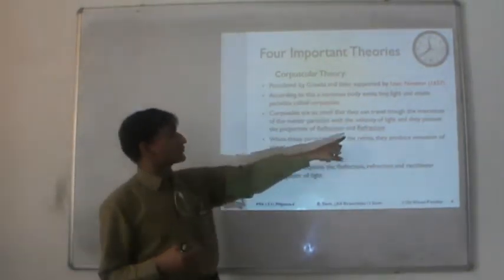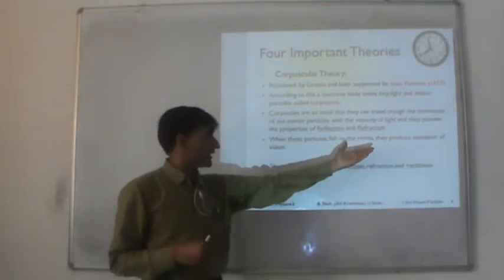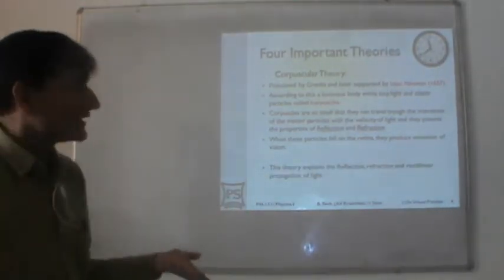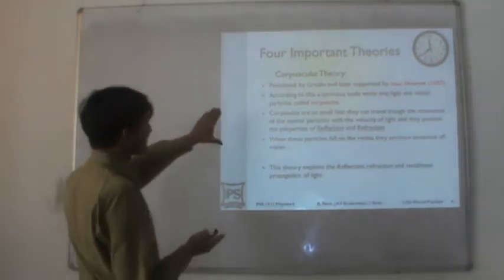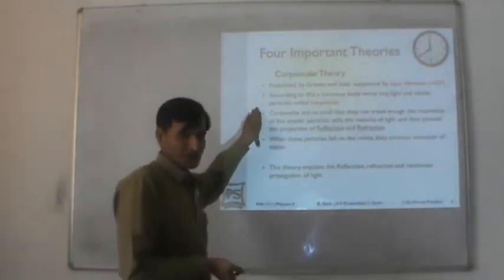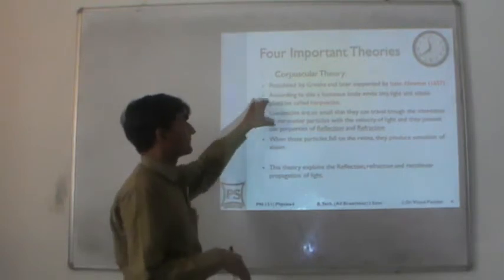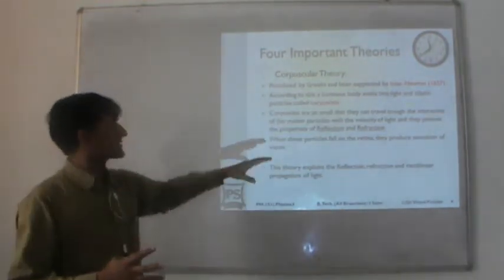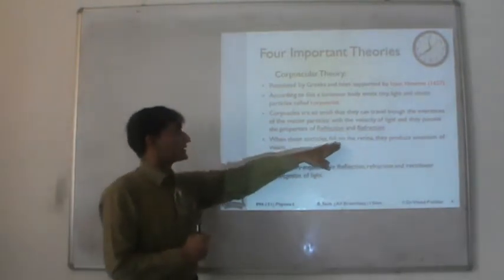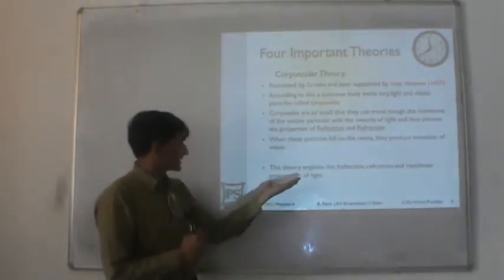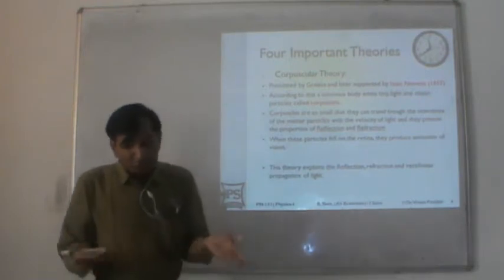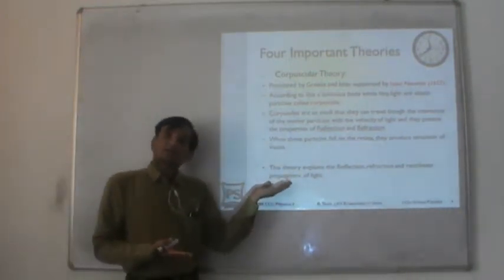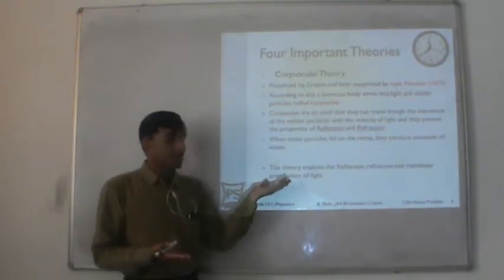When these particles fall on the retina of our eye, then they produce a certain kind of sensation, so we see the light. So this was the basic assumption made by Newton and some Greek people before Newton anyway, and this was conceptualized in 1657. Now when these particles fall on retina, they produce the sensation anyway, and this theory could explain reflection, refraction, and the rectilinear propagation of light.